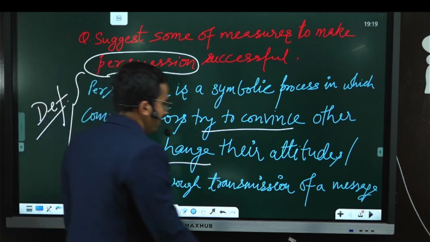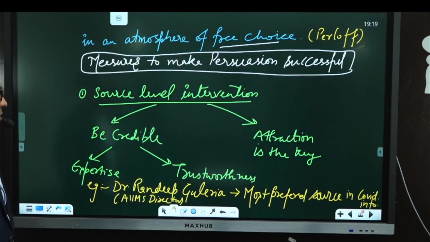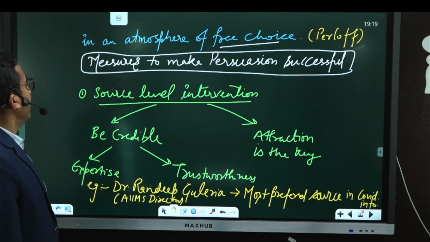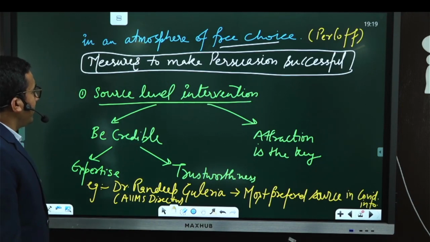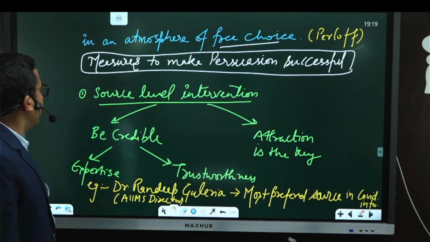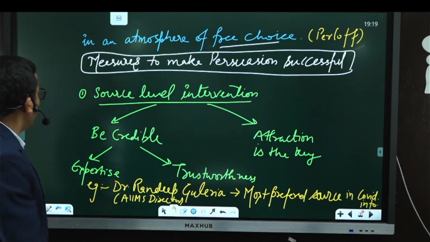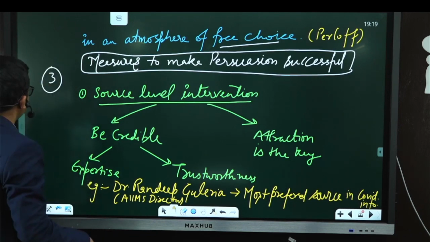Then moving forward, it being a 10 marker only, we directly jump to the demand of the question, or you can say the theme or context of the question: measures to make persuasion successful. So here I break down the answer into 3 aspects. Breaking down this answer into 3 aspects has a reason.